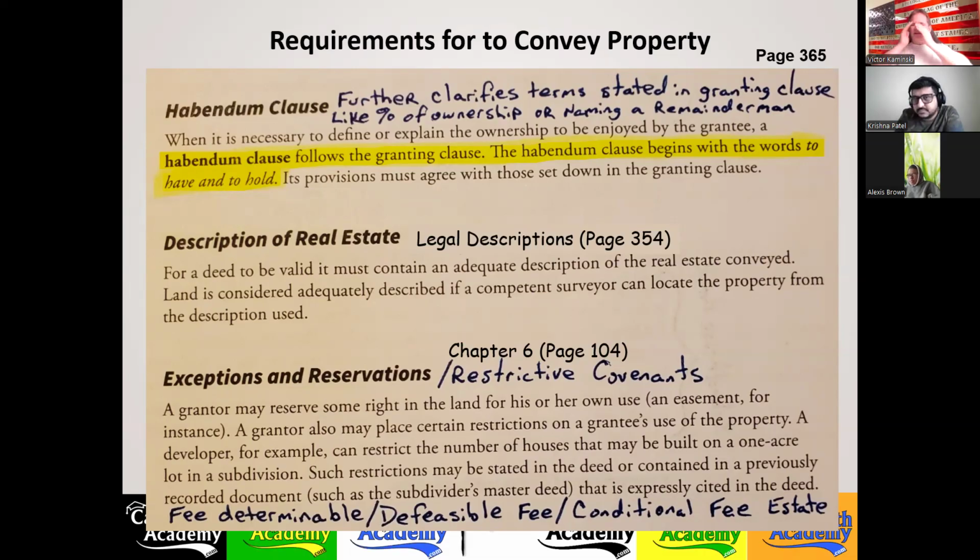For deeds to be valid, they got to have legal descriptions. Exceptions and reservations, they're talking about restrictive covenants. That's from chapter 6, page 104. And deeds that are based on restrictions are fee determinable, defeasible, and conditional fee estates. I'll give you a moment to copy all these notes.